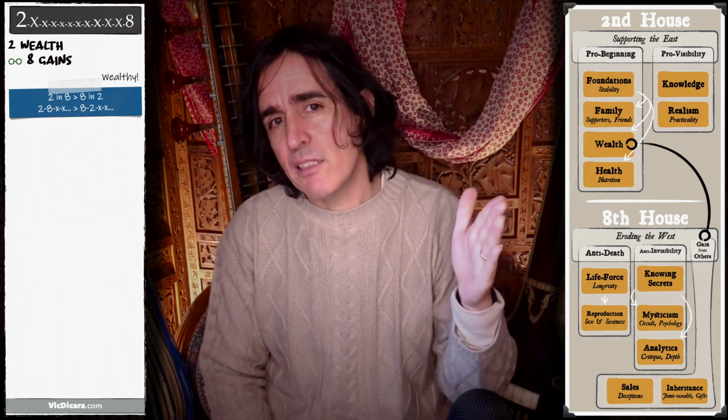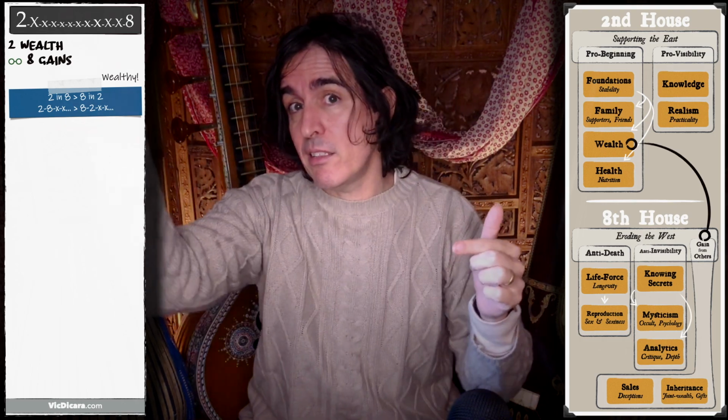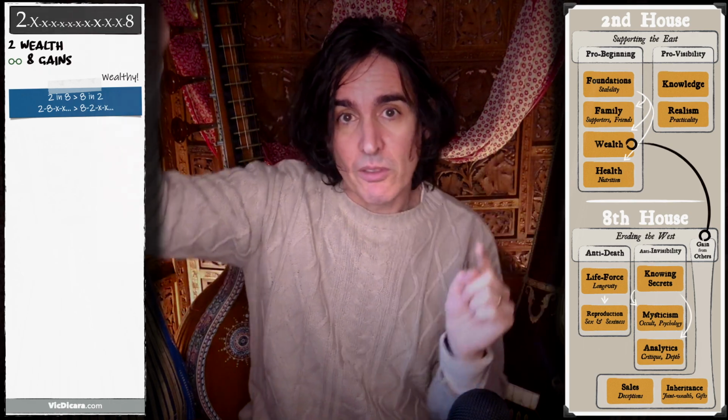Everything about the 8th and the 2nd seems to be pretty congenial. They seem to represent congenial things because the 2nd is supporting the East and the 8th is anti-supporting the West. And the East and West are opposite. So supporting and anti-supporting are also opposite. So opposite of opposite is same. Right? So the 2nd house supporting the East should basically give you the same interpretation as the 8th house eroding the West.